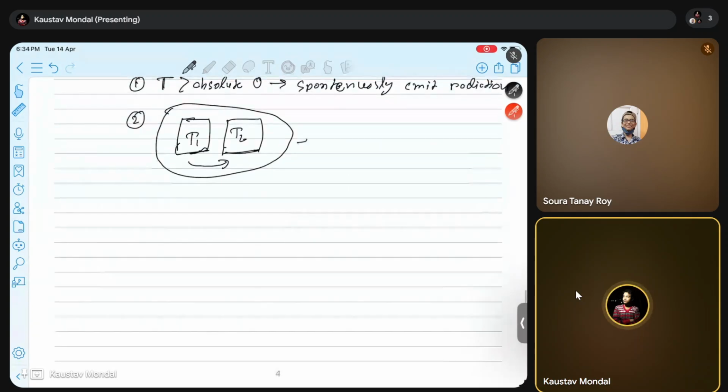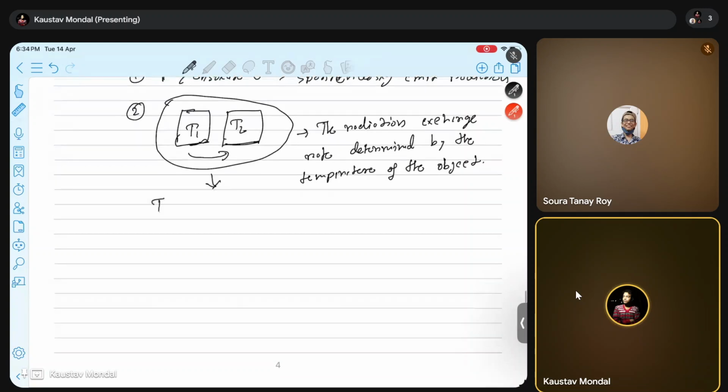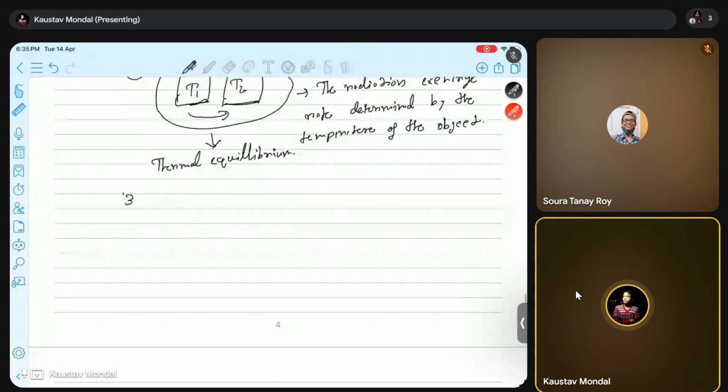So in this case, the radiation exchange rate is determined by the temperature of the object. Obviously, this system should be in thermal equilibrium. Otherwise, it is not thermal equilibrium. And what is the definition of thermal equilibrium for the case of radiation?